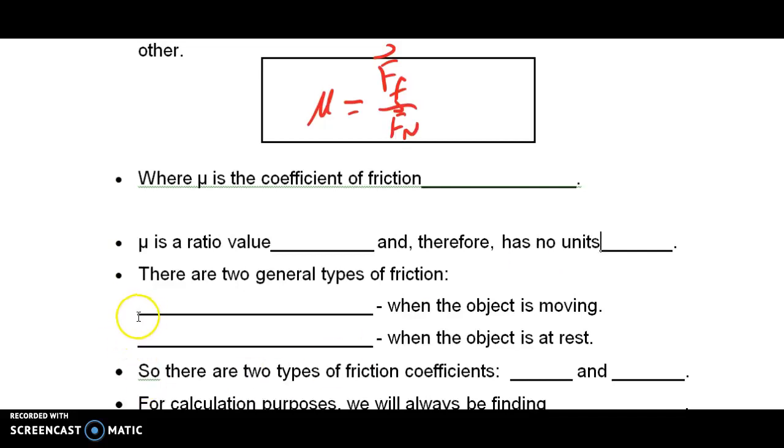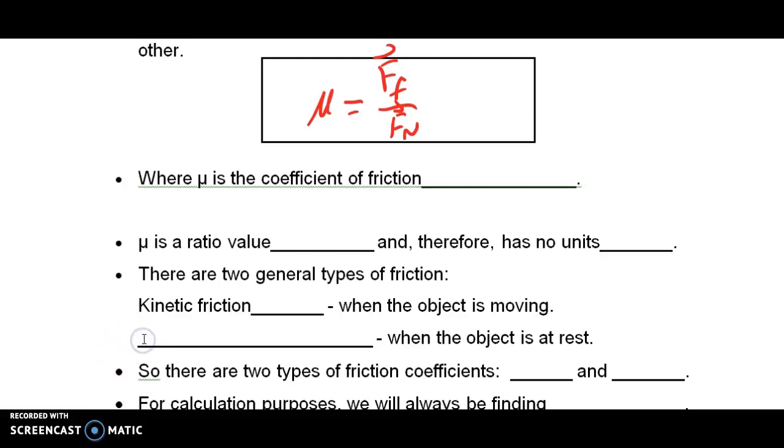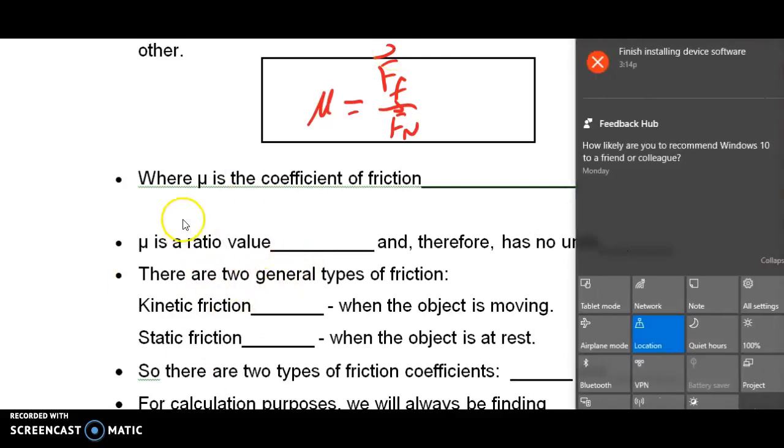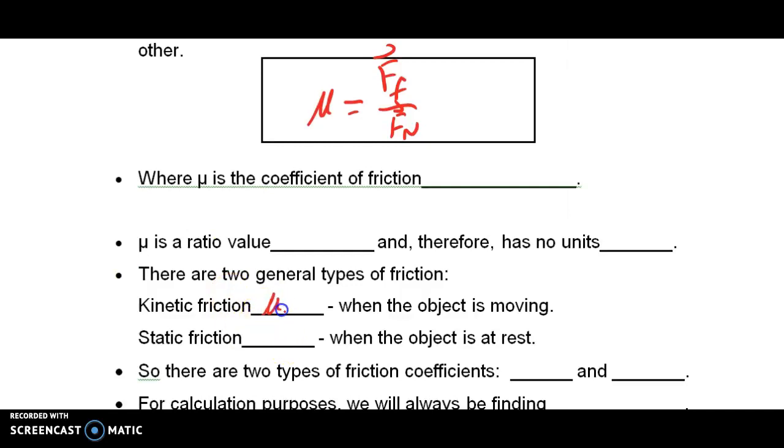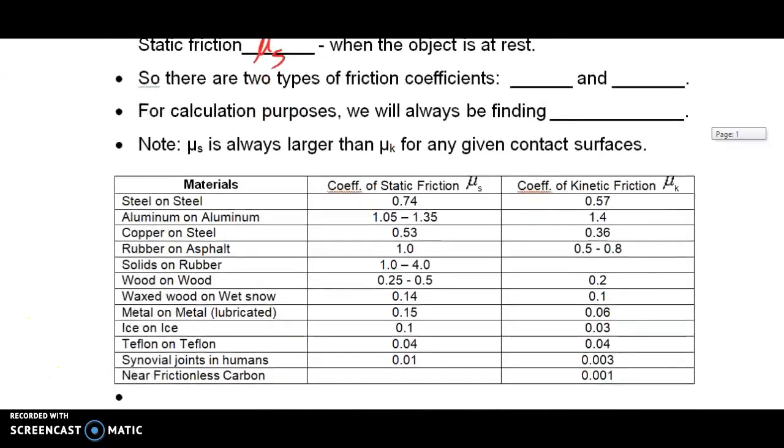Now there are two general types of friction. If the object is moving, what we're referring to is known as kinetic friction. On the other hand, if we're talking about an object at rest, it's known as static friction. The way we symbolize those is we're going to use mu, a little k, and mu, a little s. So for calculation purposes, in this course we're always going to be finding our kinetic friction.